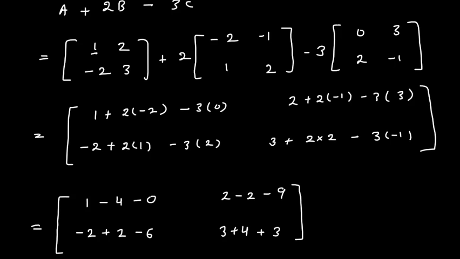Okay, for addition or subtraction we have to add or subtract the consecutive terms, and if there is multiplication then that number is multiplied by each and every element of the matrix. So 2 is going to be multiplied with all these 4 numbers.